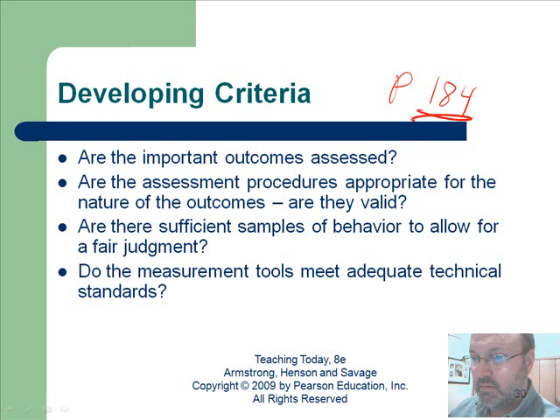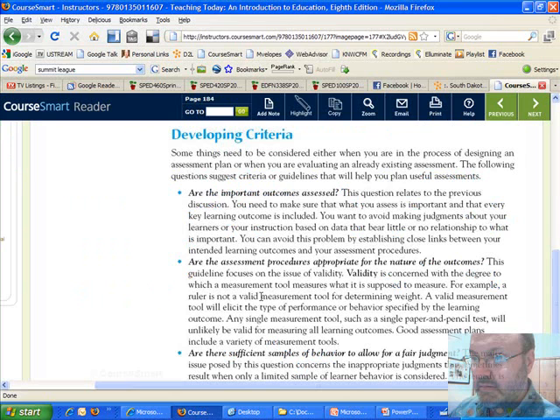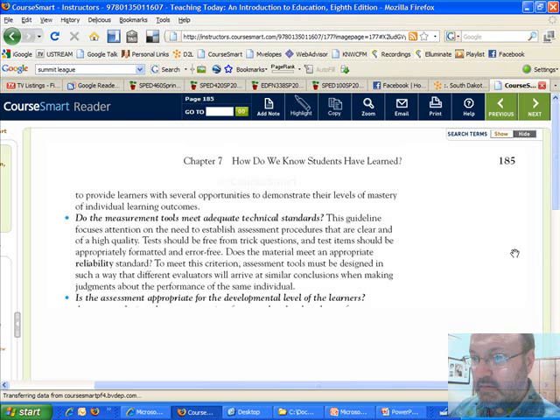Again, you'll want to read this on page 184, but are the important outcomes assessed? And our criteria. Is the assessment procedure appropriate for the nature of the outcomes? Are they valid? Are there sufficient samples of behavior to allow for fair judgment? Samples of what is known. And do the measurement tools meet adequate technical standards? And again, your textbook takes you through these. Here are the questions in your textbook that you'll want to read, because it takes you through the different parts of these questions that we're talking about for criteria.